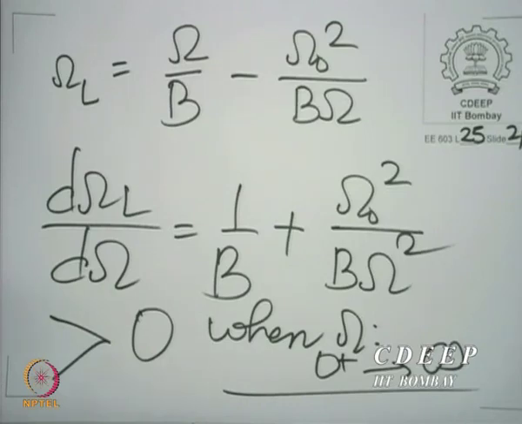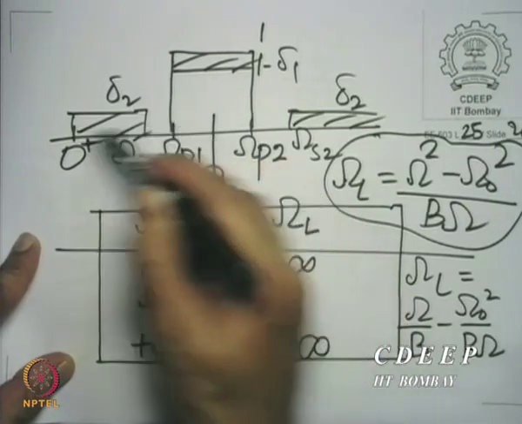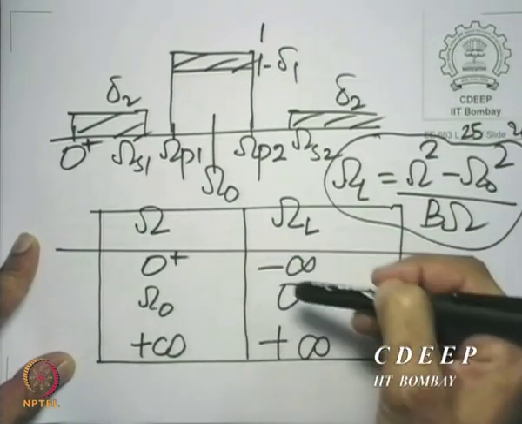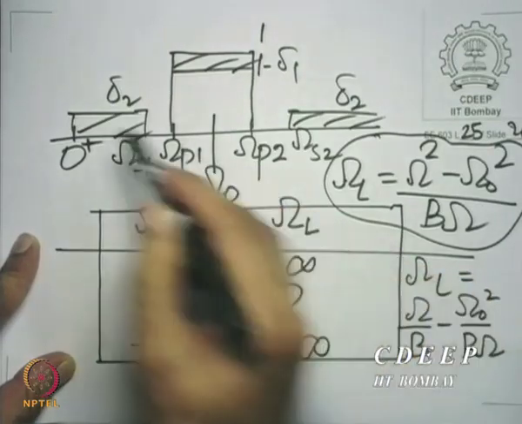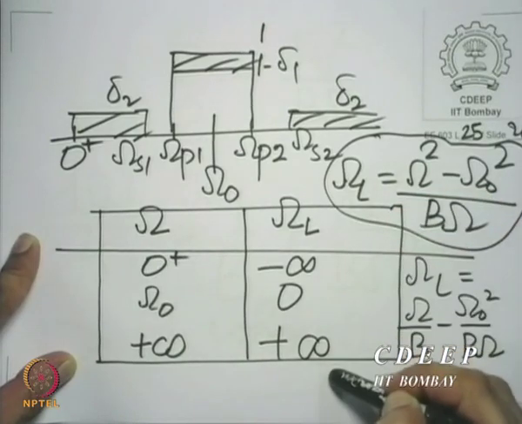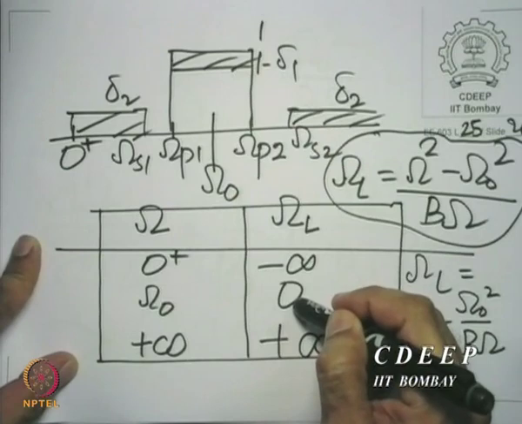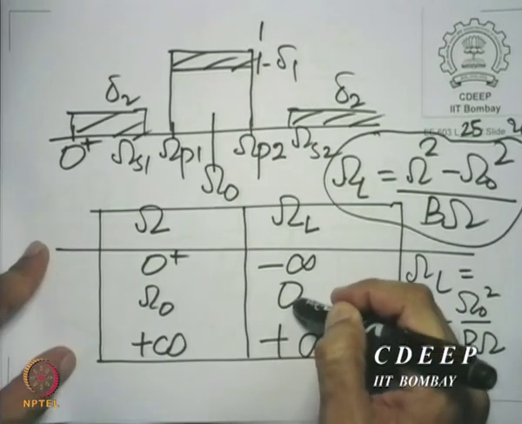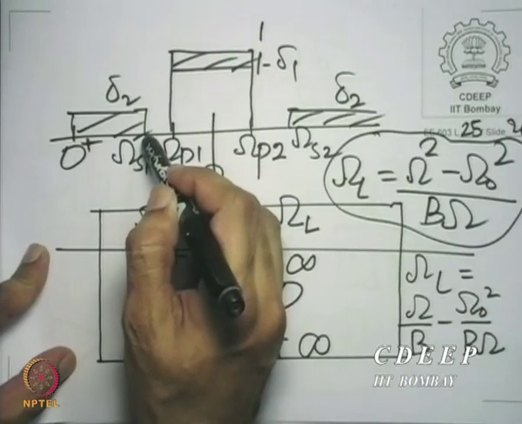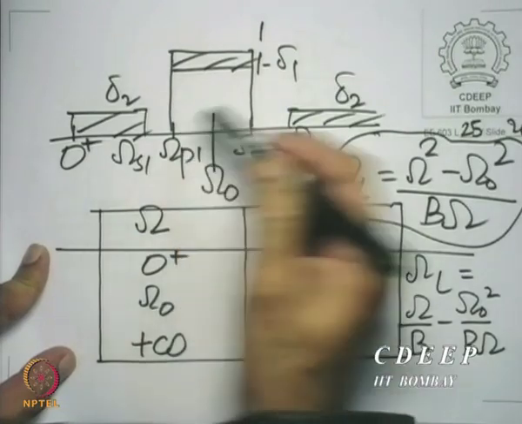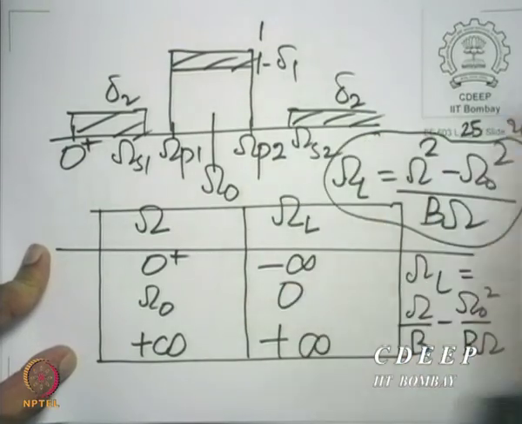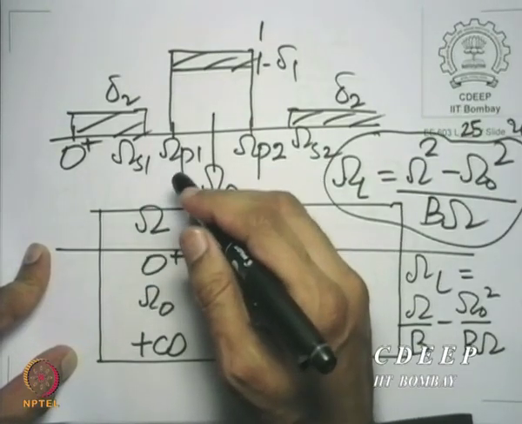And therefore, going back to the previous table here, as you go from 0 plus towards plus infinity, 0 plus is at minus infinity on omega L, omega naught is at 0 and plus infinity goes to plus infinity. So, as you move omega from 0 plus towards plus infinity, omega L would move monotonically from minus infinity to plus infinity and omega naught would come to 0. Now, you see the situation is like this. 0 plus would go to minus infinity. Somewhere in between, you will have a mapping of omega S 1. Then you would have a mapping of omega P 1. Then you would have 0 here. Then you would have a mapping of omega P 2. And then you would have a mapping of omega S 2 and finally plus infinity. It is going to follow the same sequence.